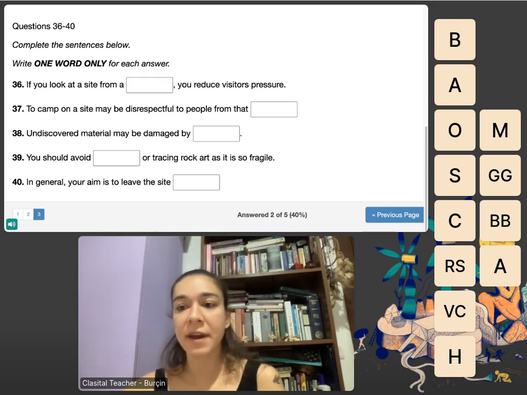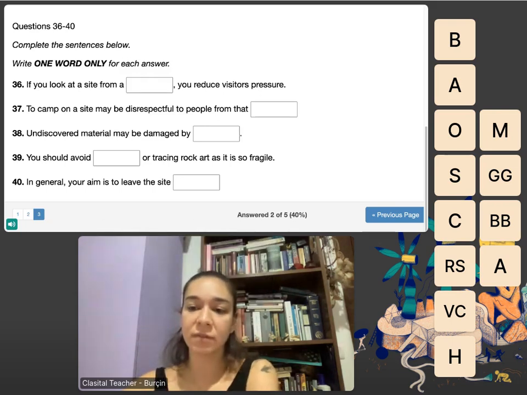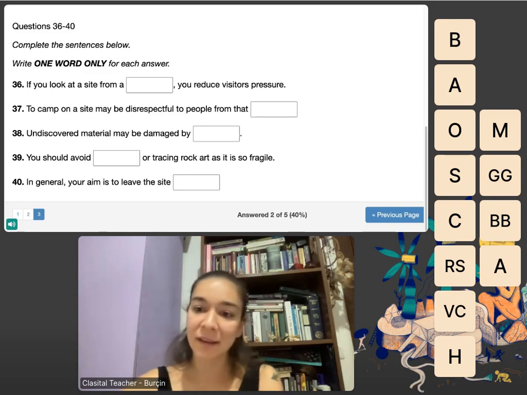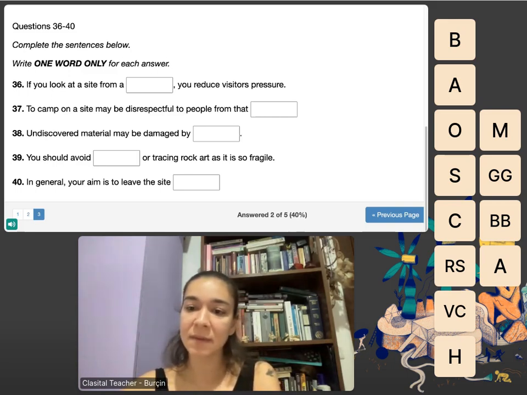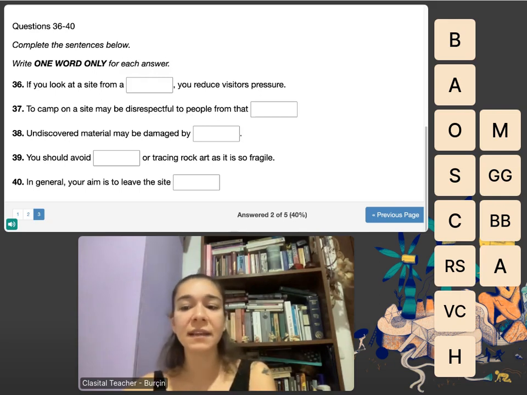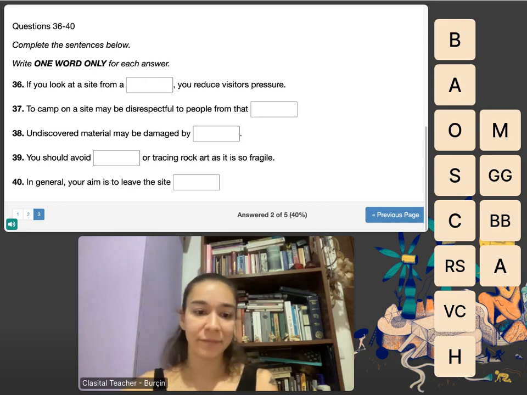If you look aside from something, you reduce visitors' pressure. To camp on a site may be disrespectful to people from that something. Undiscovered material may be damaged by fire, wind, time. You should avoid something or tracing rock art as it is so fragile. And 40, in general, your aim is to leave the site against something. Let's hear it.